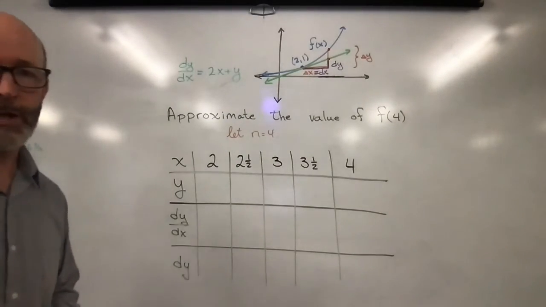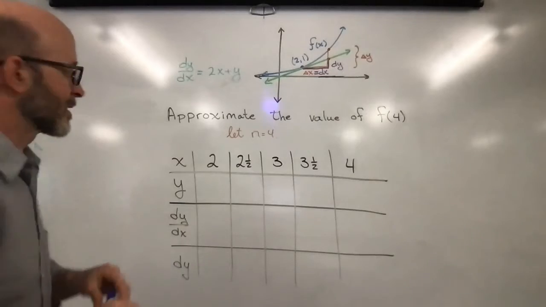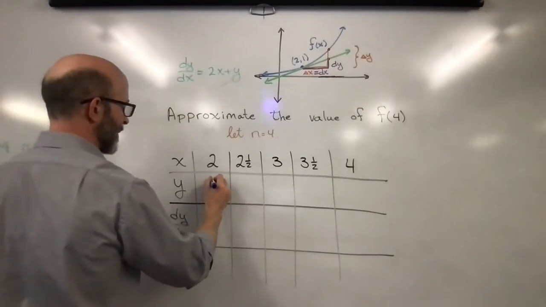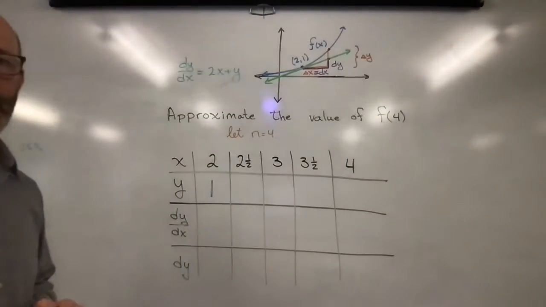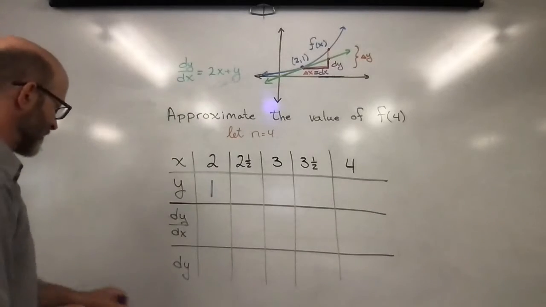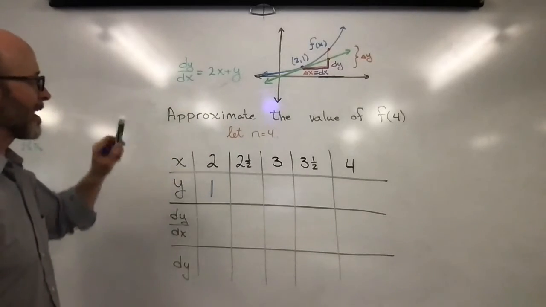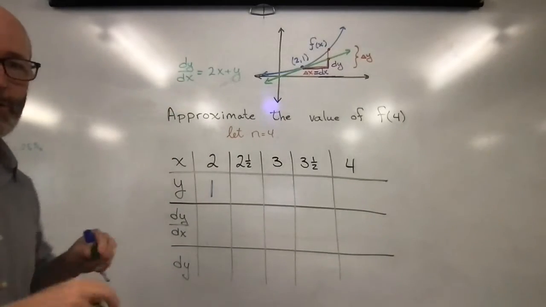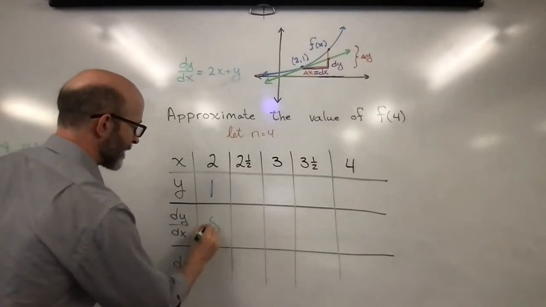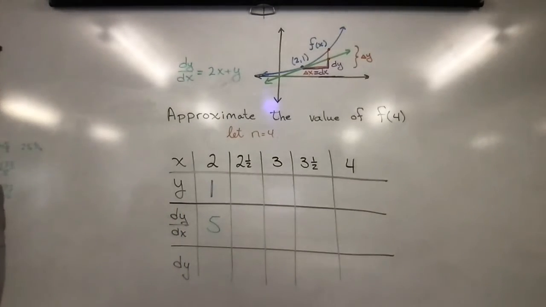It's a nice little chart here. And all you need is a starting point. Like I said, we know that there's a starting point at (2, 1). And then you need to know how to find the slope. So I want you to take that x and y value, the very first ones, plug it into your differential equation to find your slope.